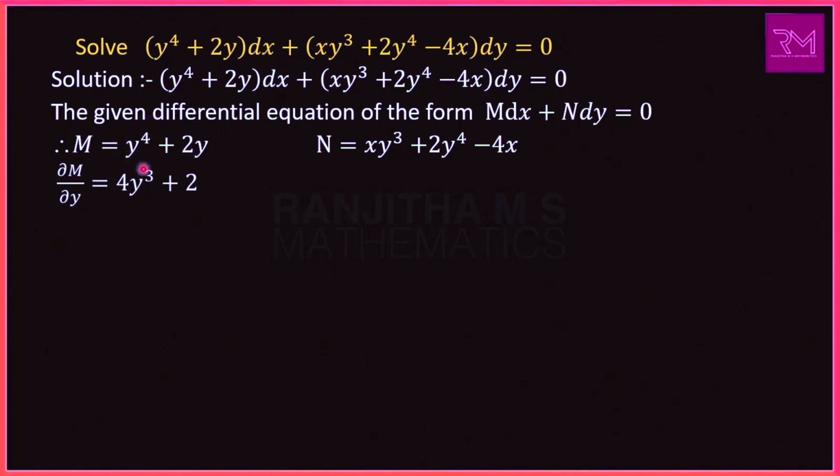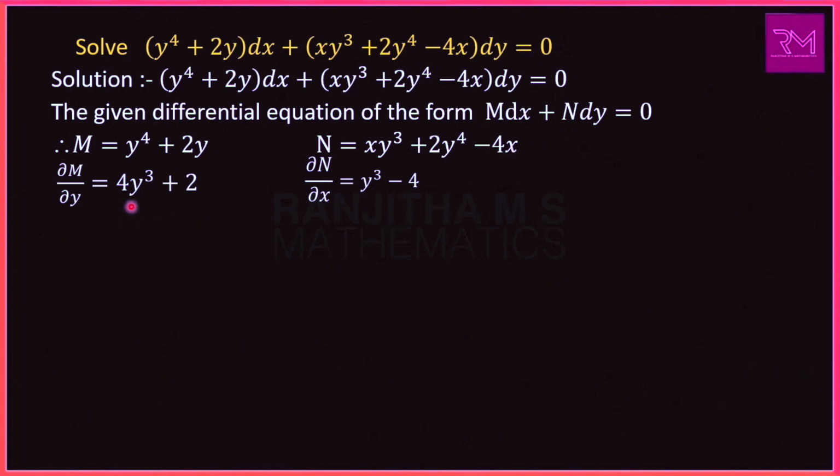Here the differentiation of y^4 is 4y^3 plus the differentiation of 2y is 2. Similarly, ∂N/∂x is, here y^3 is constant, taken as it is, into the differentiation of x, which is 1. Here there is no x term, so neglect this value. Here we have -4, which is constant, into the differentiation of x, which is 1.